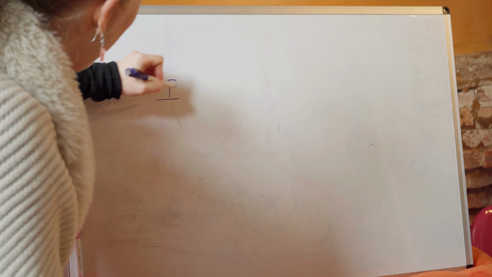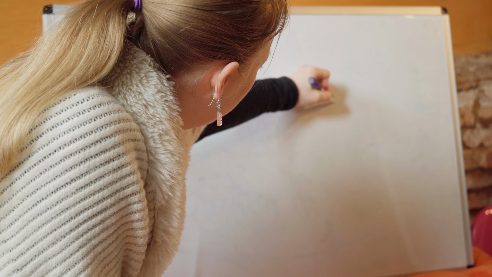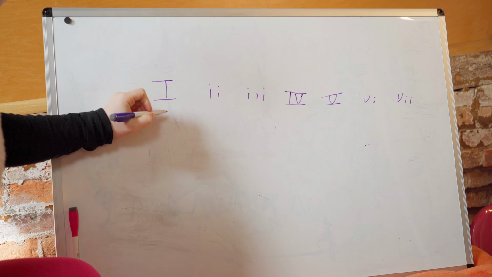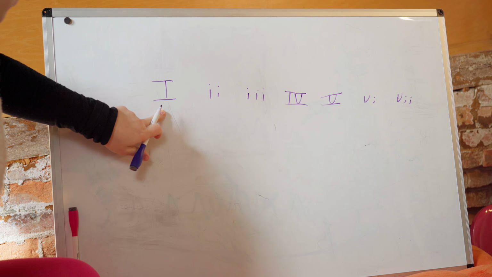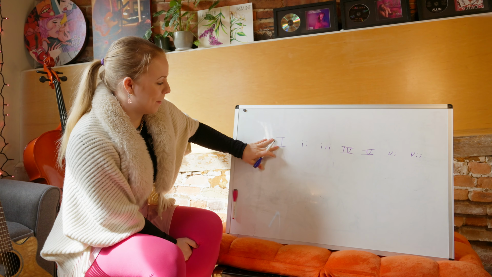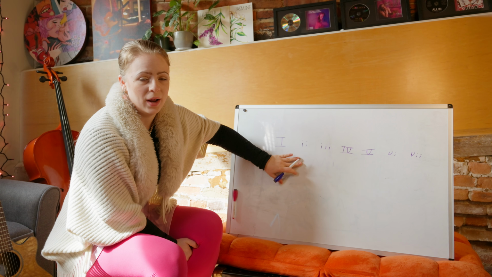For a key, we have 1, 2, 3, 4, 5, 6, and 7. In a key, your first position is your first chord, and each one of these numbers represents one chord. The capital letters are major chords and the lowercase letters are minor chords. This is the exact same way in every major key.